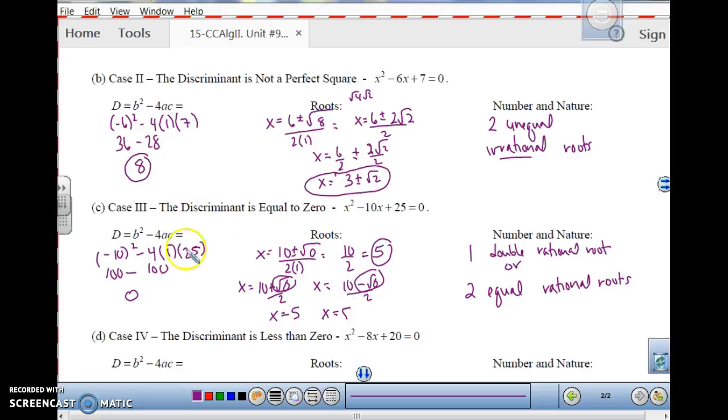So if your discriminant is 0, that means you're going to have only one root. Technically, you have two roots that are the same thing. And the roots will be rational because it comes out to be a whole number or a fraction. It comes out to be a rational number.